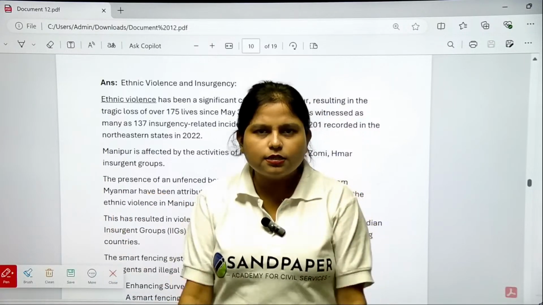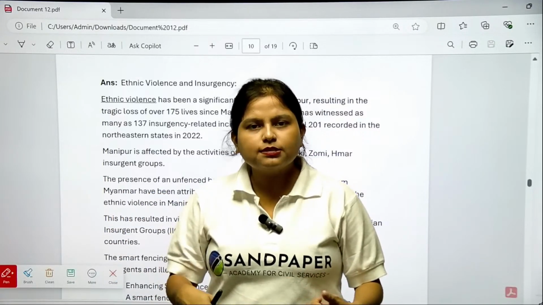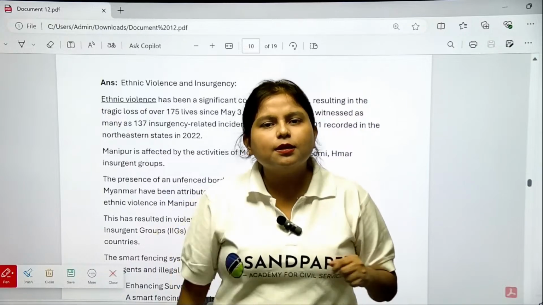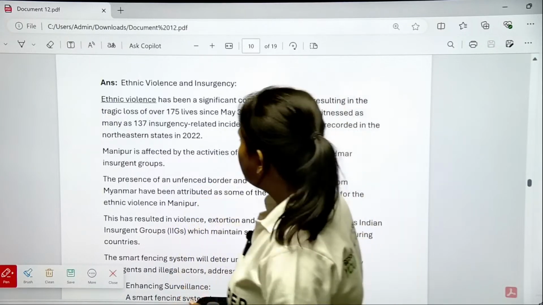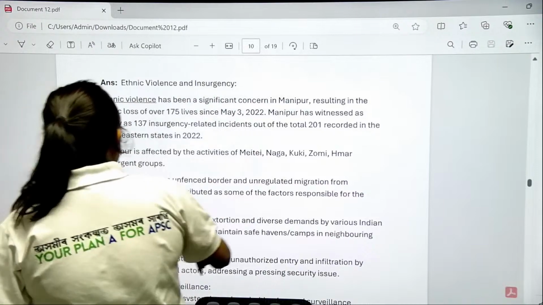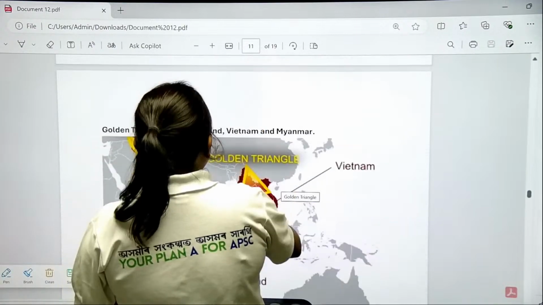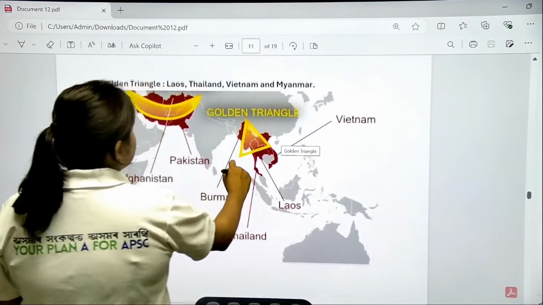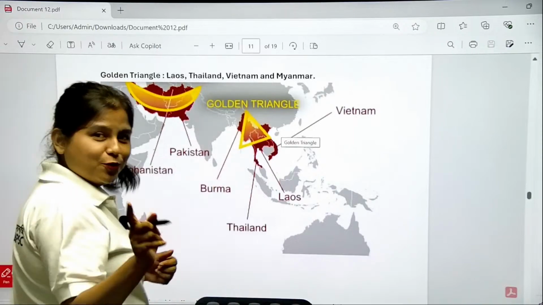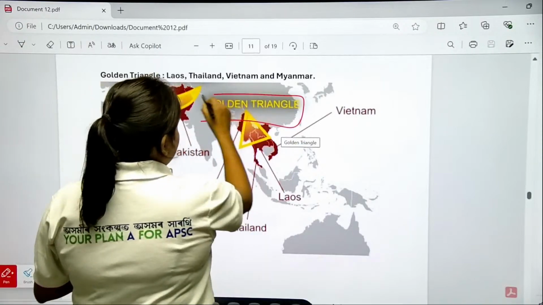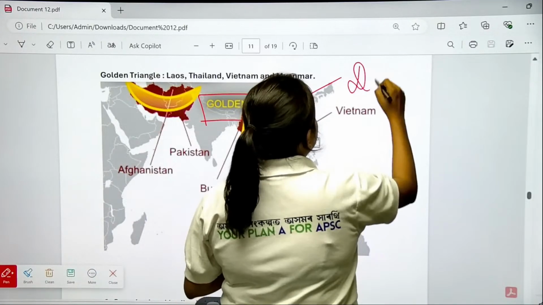Easy access to Myanmar makes it easier for them to hide in the jungle. That is a terrorist thing. I hope you know this, I'm confident you know this: the golden triangle. The golden triangle is also called the death triangle.